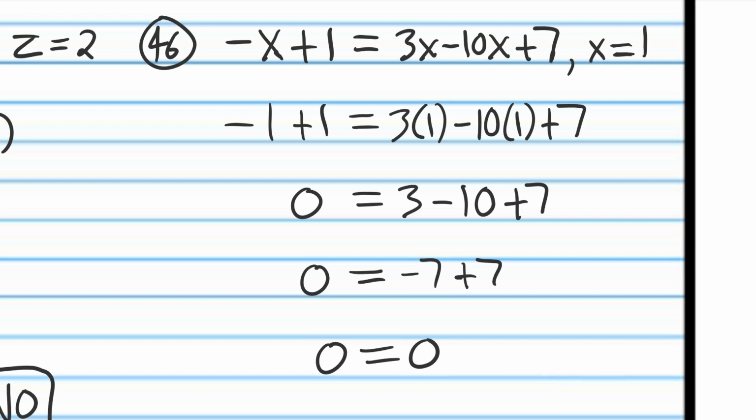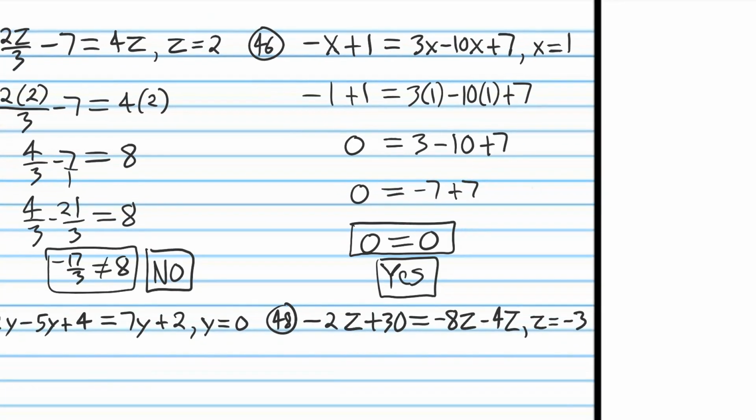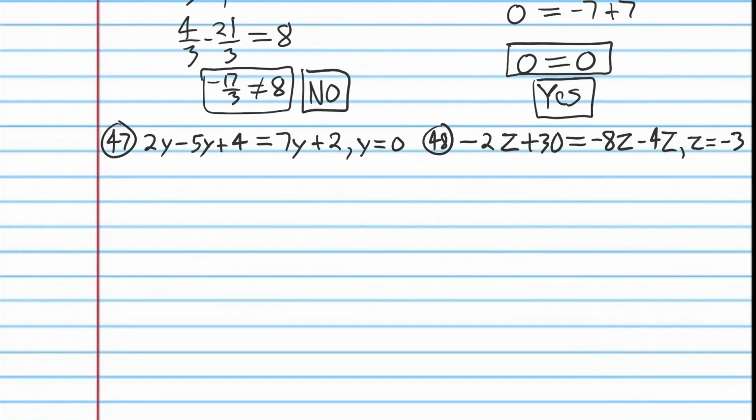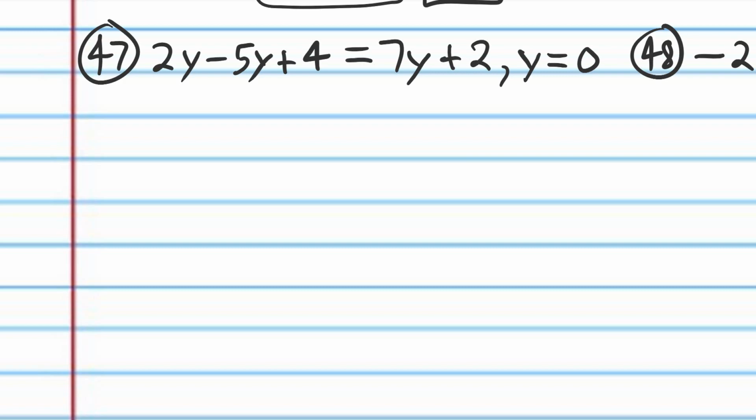So 0 equals 0, which means that it is a solution, so we write yes. And again, I want you to rectangle both of these. All right, 4 more problems. Try 47, and when you come back, we'll do it together.